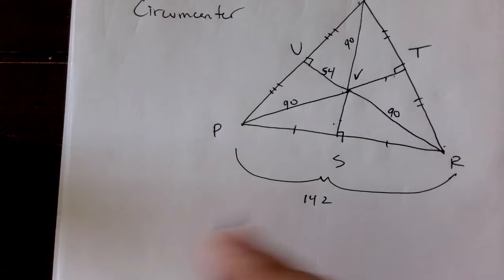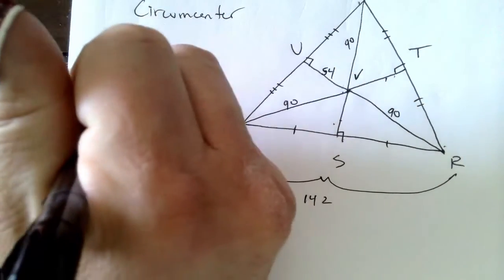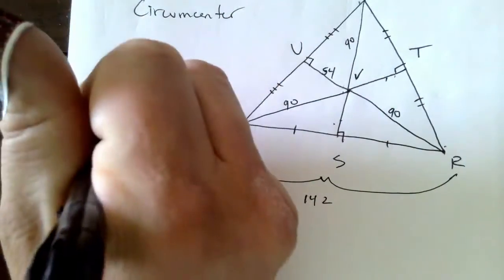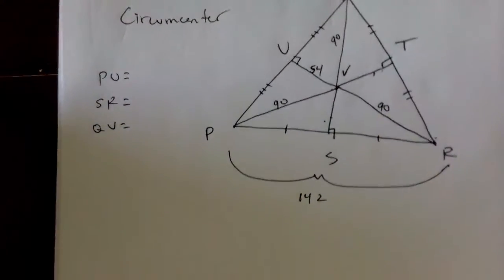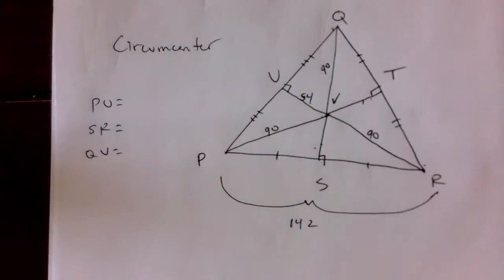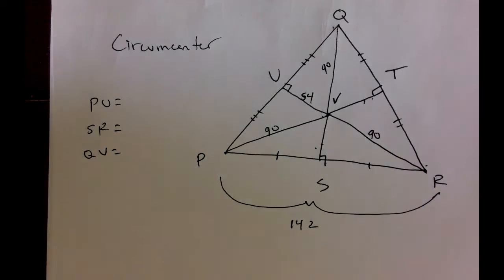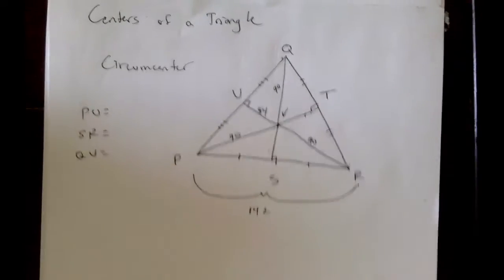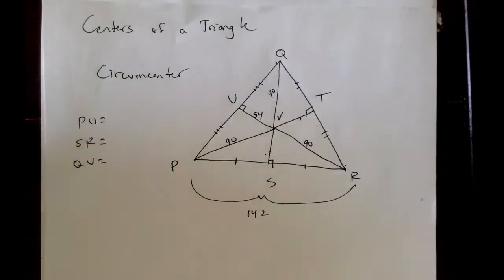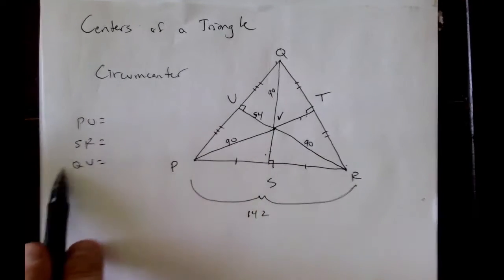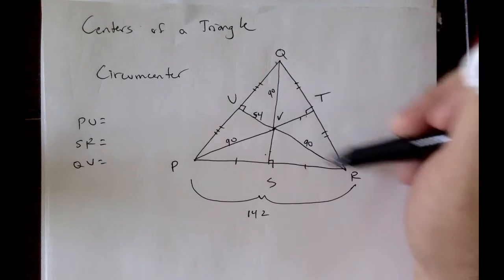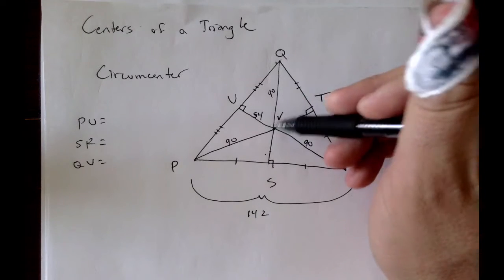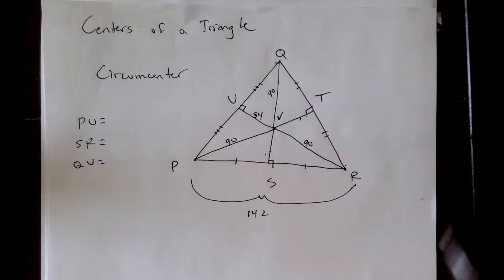The things they want us to find are PU, SR, and QV. So we're going to go ahead and find these. Let's get it up here so you guys can see it better. Well, we already know what QV is because they gave us RV was 90. QV would also be 90 because vertex to circumcenter are all the exact same. So QV is going to be 90.